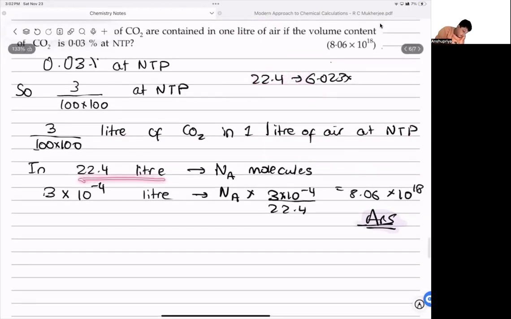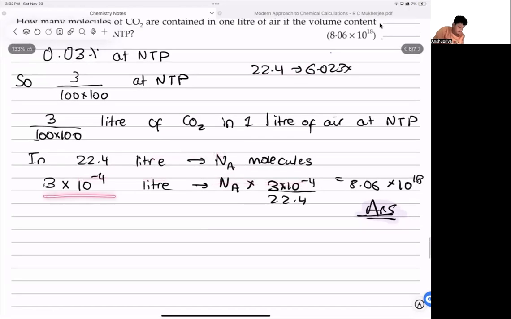So in 22.4 liter or 1 mole, you have Na molecules. So when 3 into 10 minus 4 liter, you have Na using unity, Na into 3 into 10 power minus 4 upon 22.4, which is the answer 8.06 into 10 power 18. Solved.